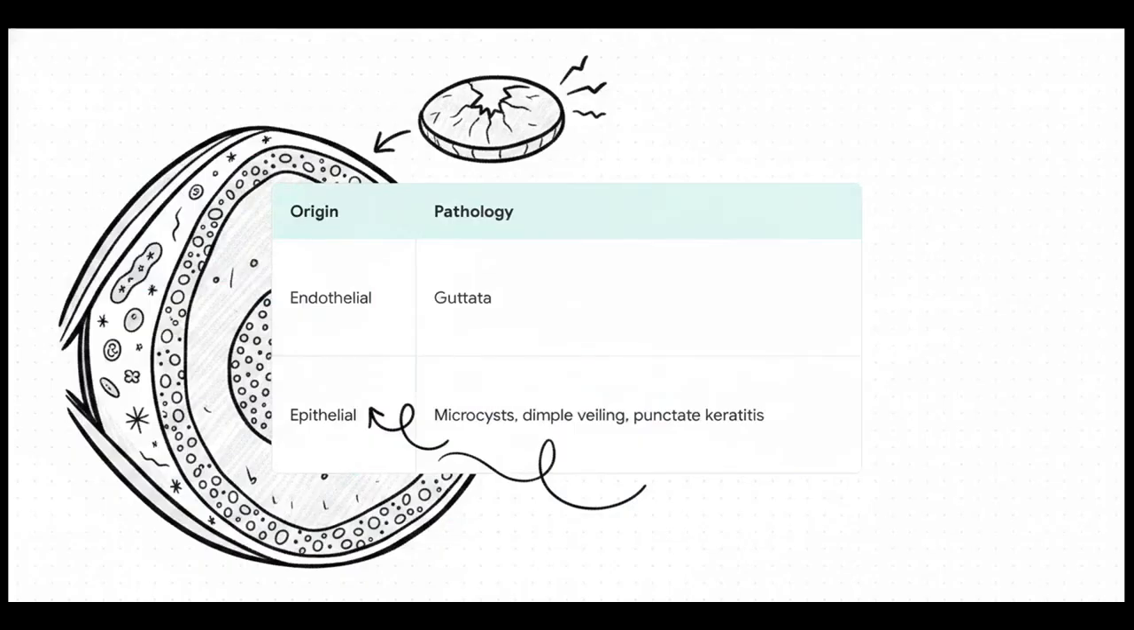But what happens when a lens damages the eye itself? Well, we can quickly diagnose complications by cleanly separating them by the corneal layer involved. It makes the dense data so much easier to remember. If a patient presents with guttata, you instantly know it's a complication derived from the inner endothelial layer. Conversely, issues like epithelial microcysts, dimple veiling, and punctate keratitis, those are strictly derived from the outer epithelial layer. Organizing the pathology by anatomical layer like this really helps to instantly clarify exactly what's going wrong beneath the lens.